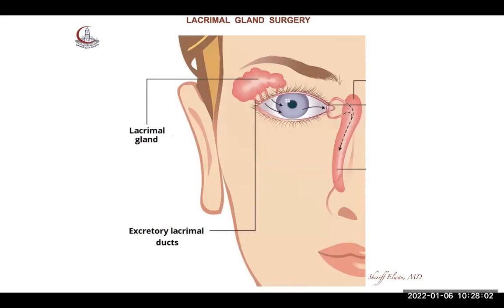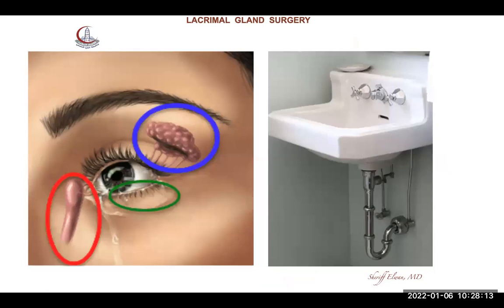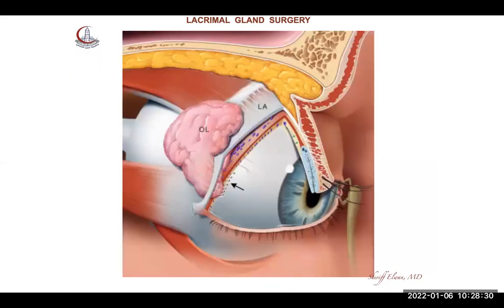The lacrimal gland with its ducts or ductules, and the tears circulate in the conjunctival sac and are drained via the drainage system. This is simulated to a sink where the taps are simulated to the lacrimal gland. The sink itself is the conjunctival sac, and the drainage tubes are the lacrimal canaliculi, sac and nasolacrimal duct.